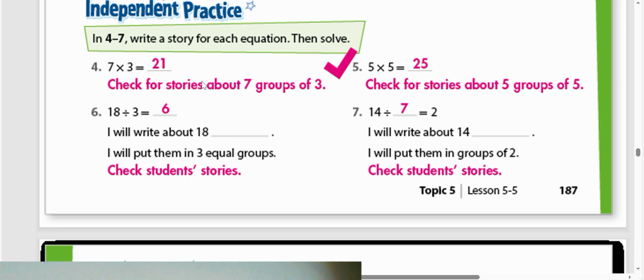We have here 7 times 3 equals 21. We can write a story about this. Any story. We can write 7 groups. Each group has 3 elements, and 18 divided by 3 equals 6.